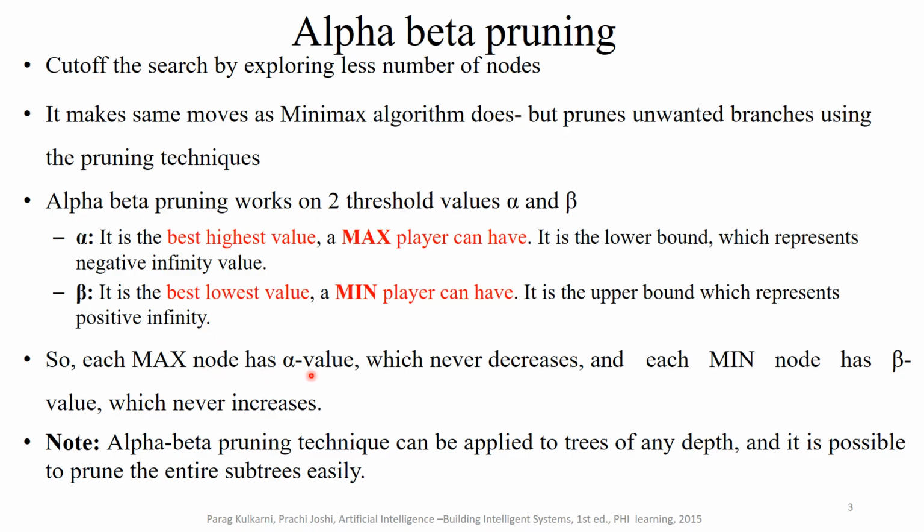Each max node has an alpha value which will not decrease, and each min node has a beta value which will never increase. The alpha-beta pruning technique can be applied to trees of any depth, and it is possible to prune entire subtrees easily.